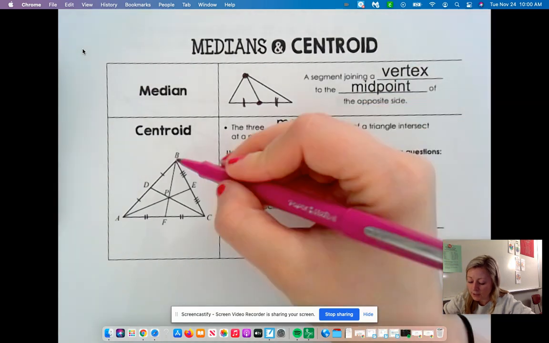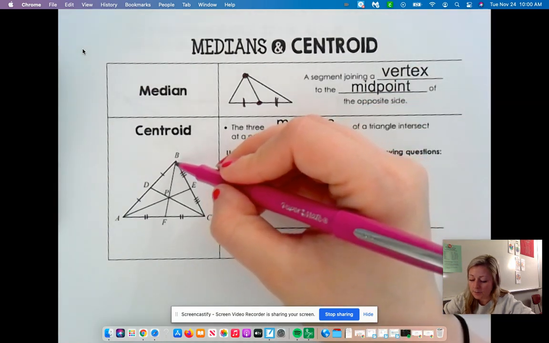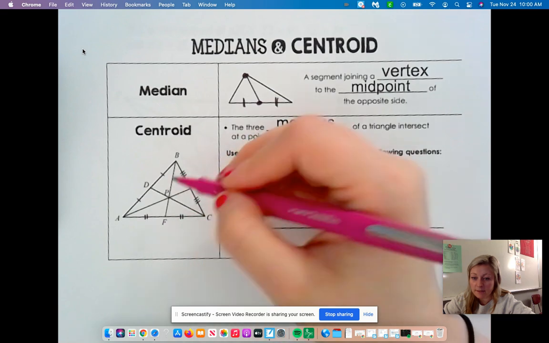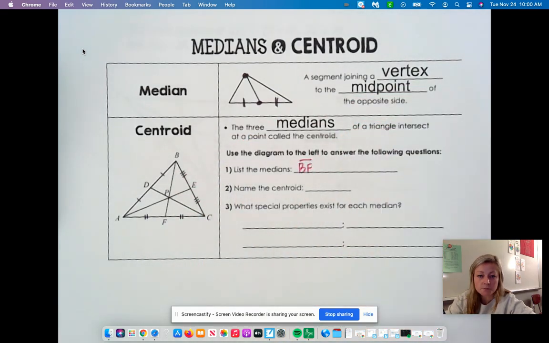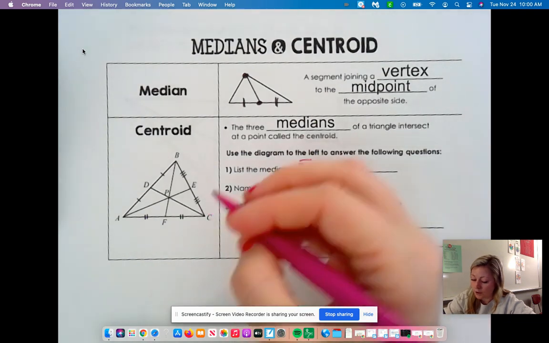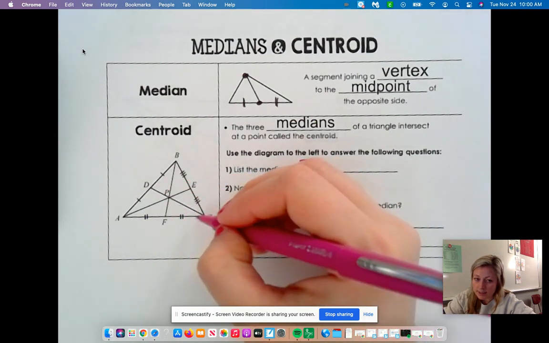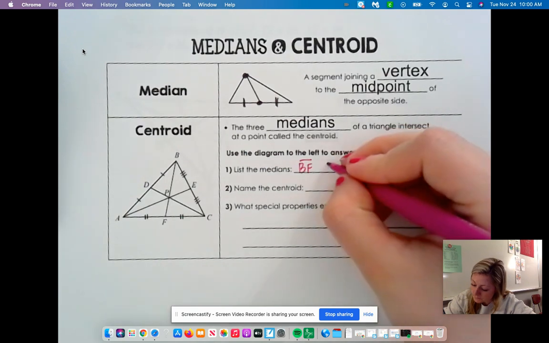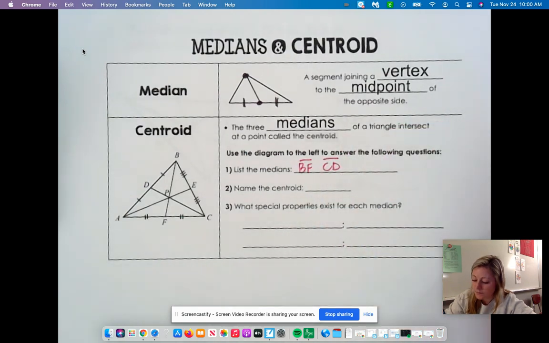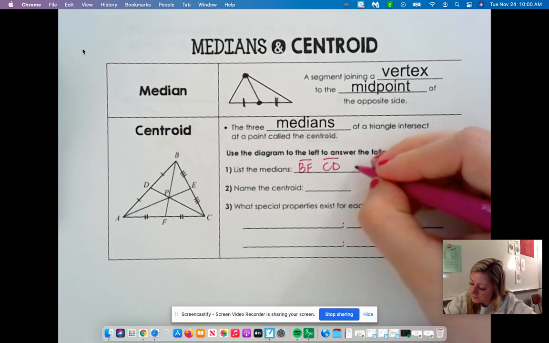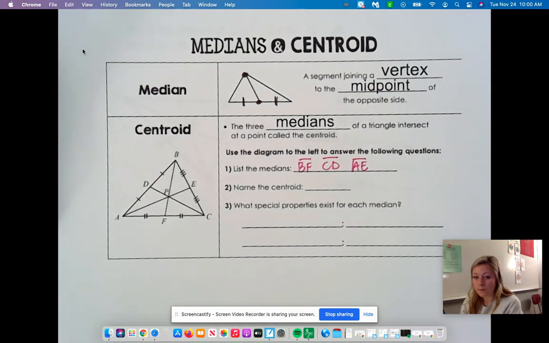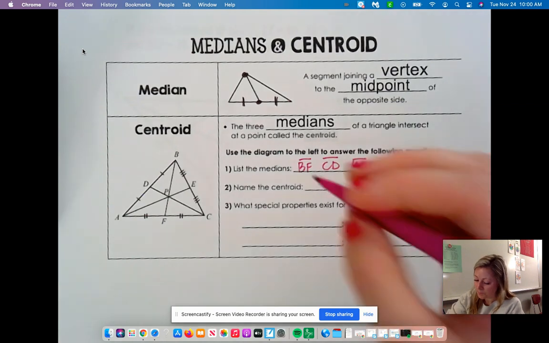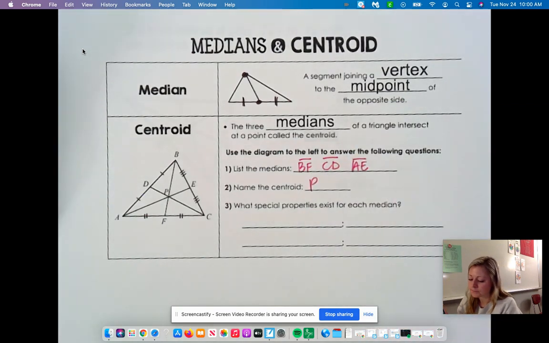So our first one here, let's start at the top. B to F, that's a median. So BF, we go around, C, D is a median, and then A to E. Our centroid in this picture would just be point P.